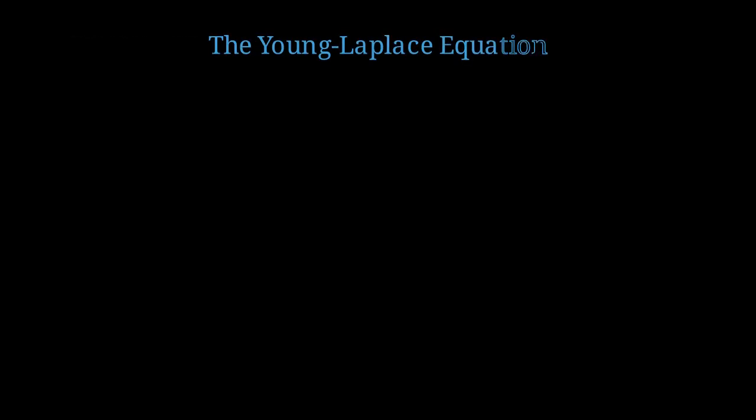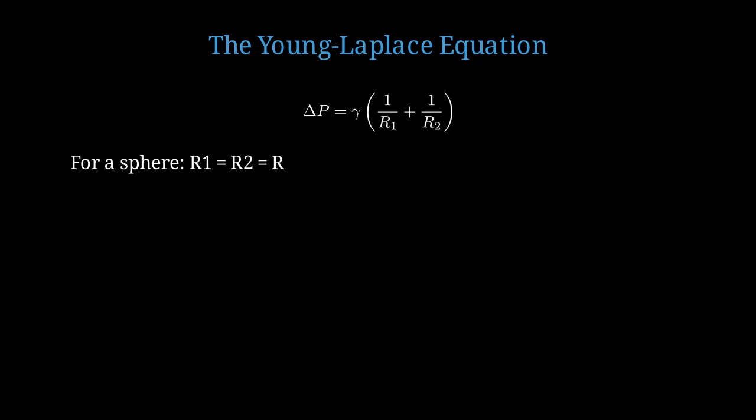One of the most important equations in bubble physics is the Young-Laplace equation. This relates the pressure difference across a curved interface to the surface tension. Delta P equals gamma times the sum of 1 over R1 plus 1 over R2, where R1 and R2 are the principal radii of curvature. For a spherical bubble, both radii are equal to the bubble radius R. This simplifies to delta P equals 2 gamma over R. This tells us that smaller bubbles have higher internal pressure.